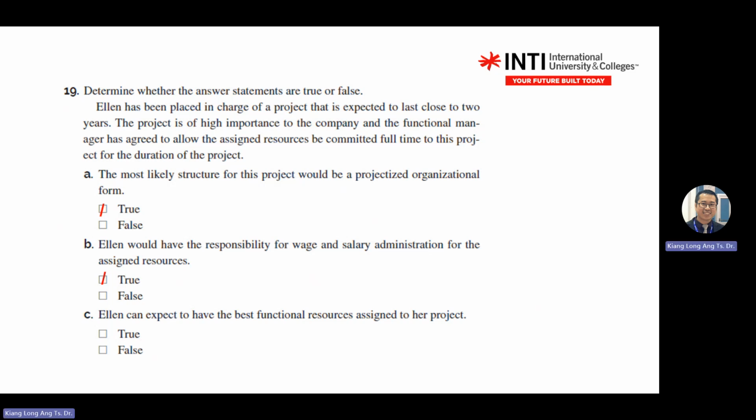Okay. Elaine can expect to have the best functional resources assigned to the team. This one is a gray area. It's a gray area. Why? Why is it false?